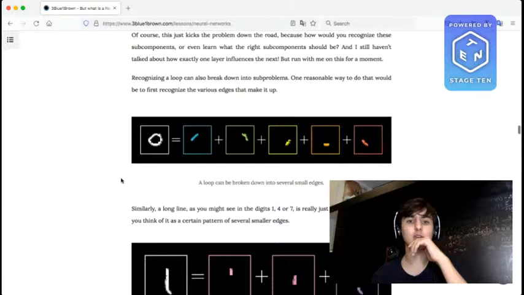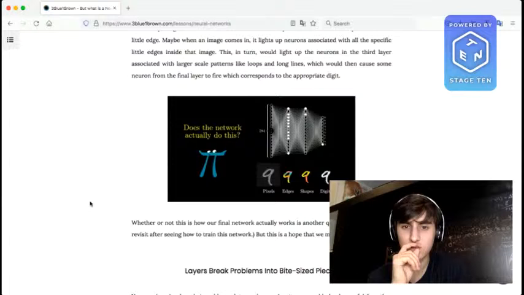Does the network actually do this? In pixels, this is what our input is. The edges ideally look like this when we break it down into edges. The shapes, we've got the loop and the line, and then ultimately it should predict the digit 9 in the end. Whether or not this is how our final network actually works is another question, one that we'll revisit after seeing how to train this network. But this is a hope that we might have.